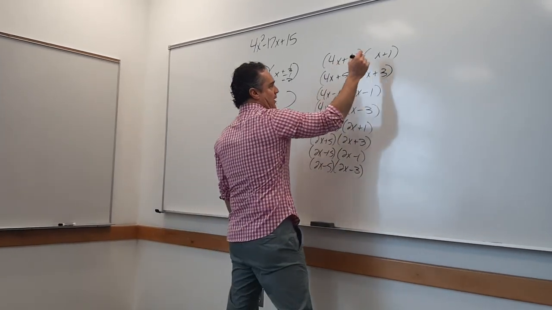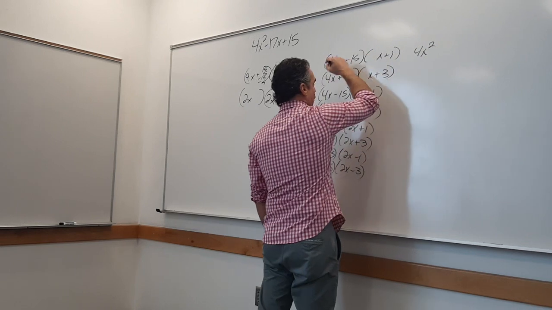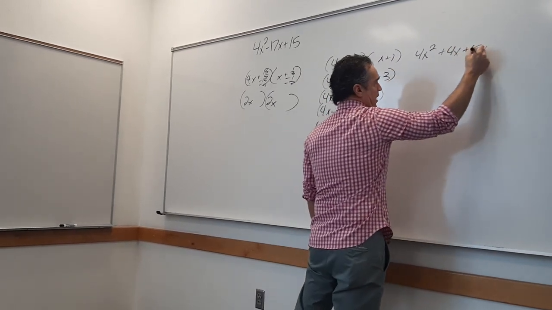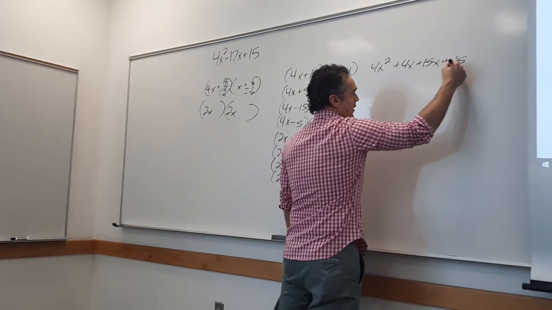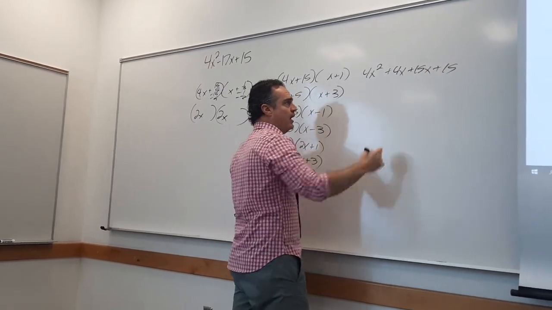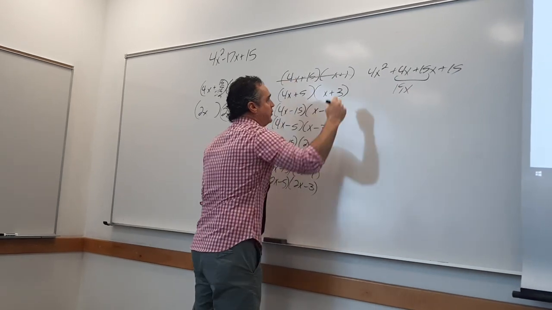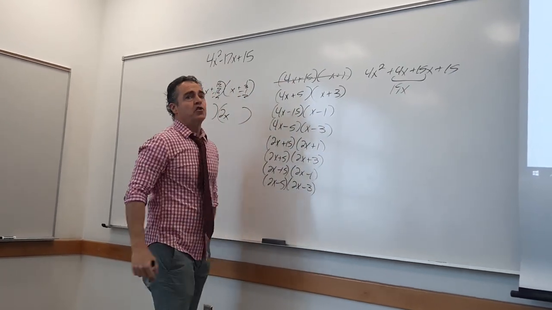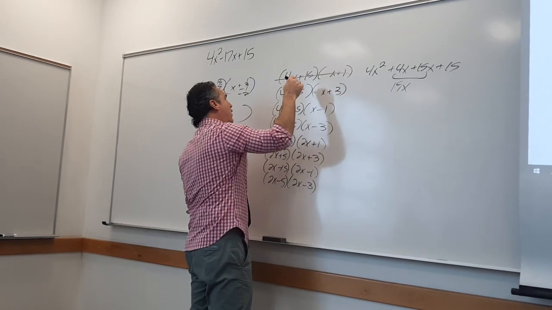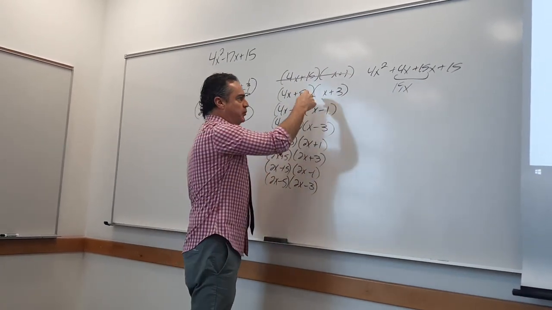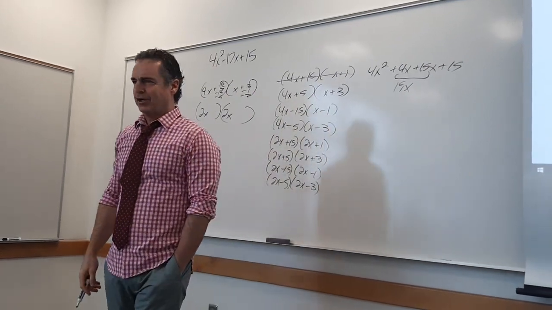So what do you do? Well, you multiply. 4x times 4x makes 4x squared. And 4x times 1 makes plus 4x. And 15 and x makes plus 15x. And 15 and 1 makes plus 15. Okay? And my middle terms make what? 19x. And so that is not the right answer, because we need 17x. So you tried, you erred, you try again. And you keep multiplying these out until you find the one that works.